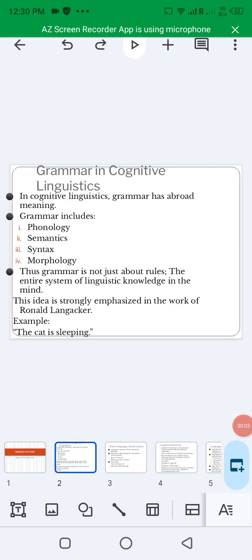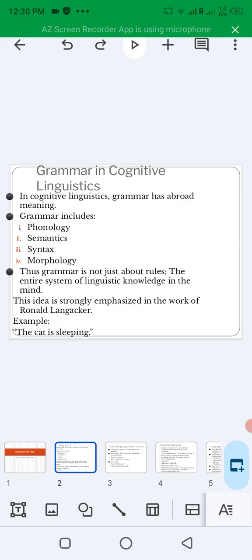After a long time, I am starting to make lectures again on the linguistic topics which I focus on most. And today, our topic is grammar in cognitive linguistics.